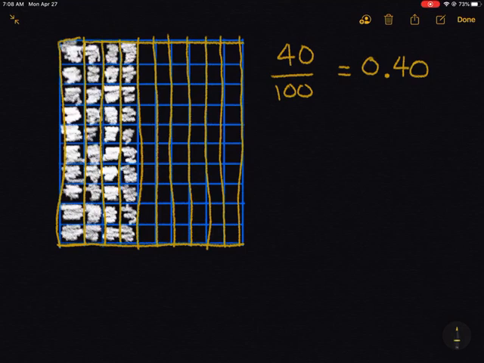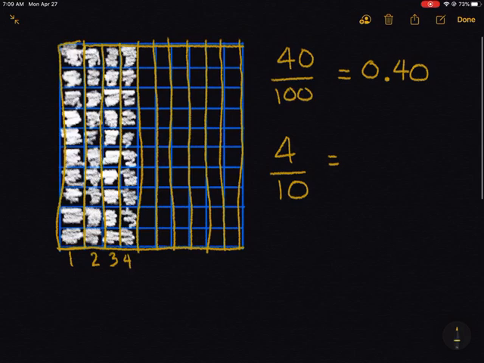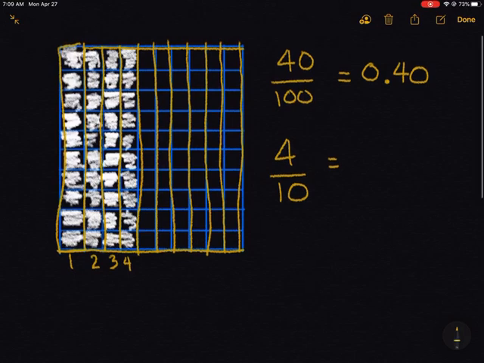So if I was to say, okay, which part is shaded, we would look at this and we would count 1, 2, 3, 4. So 4 out of 10 parts are shaded, which we know is equivalent as 40 hundredths. So this is just a little recap of what we learned last week.